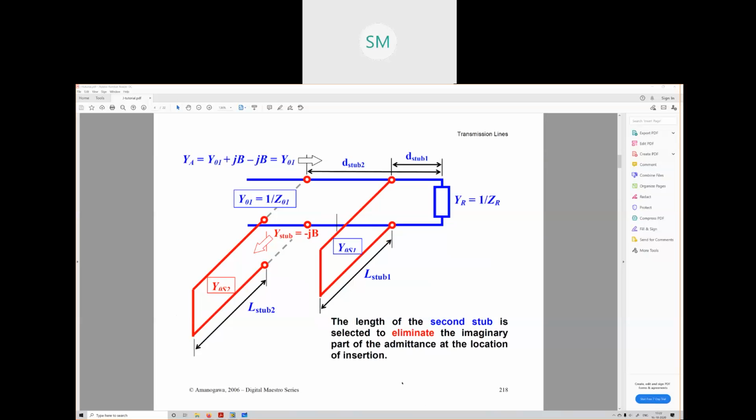Exactly what I told you in the previous slide. They have done that. They have simply put the second stub, and just read what they have written. So this is the basic principle. Any questions so far from anyone?